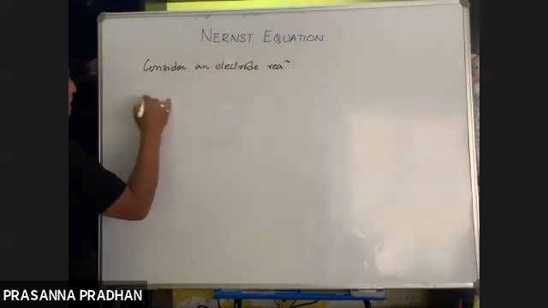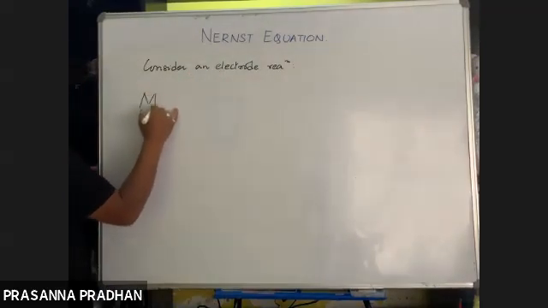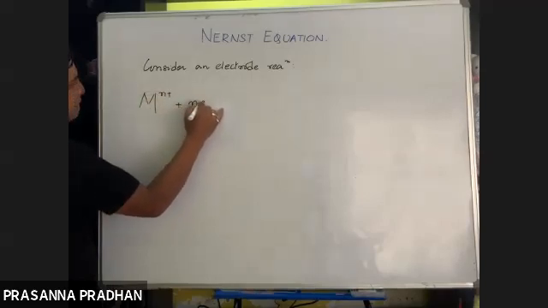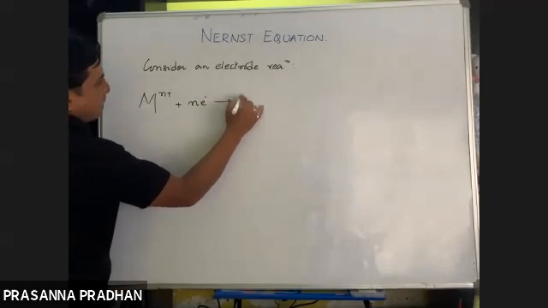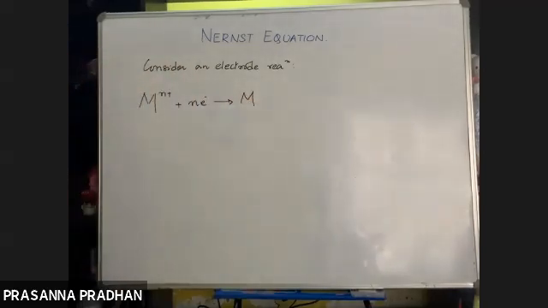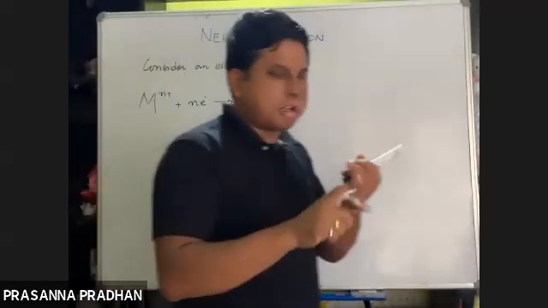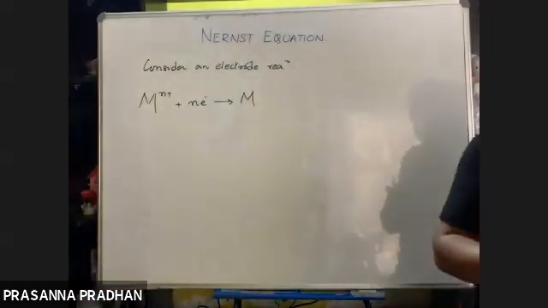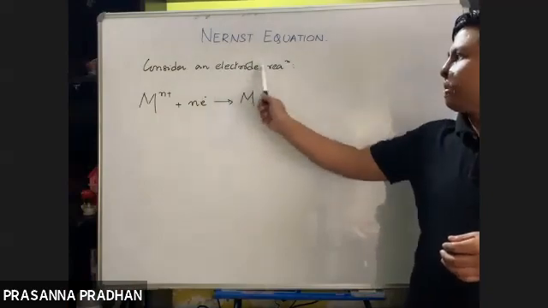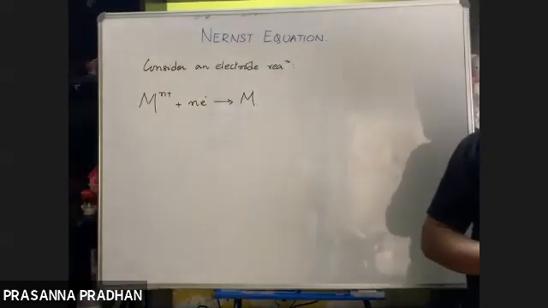So the electrode reaction is going to be, say, Mn+ plus n number of electrons, itself gets converted to M. So this is a general electrode reaction. Redox reaction means where oxidation and reduction take place simultaneously. Here I'm just showing the reduction part, so that's why I'm writing an electrode reaction. This is not a redox reaction.